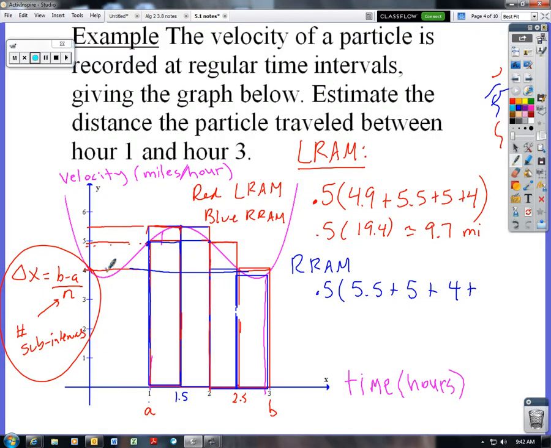Oh, wait a minute. Oh, yeah. The right-hand side is at 4. Yeah, it's on 4 on both of these, about. Okay, that makes sense. So we've got on that one, we'll add these up, about 9.25.